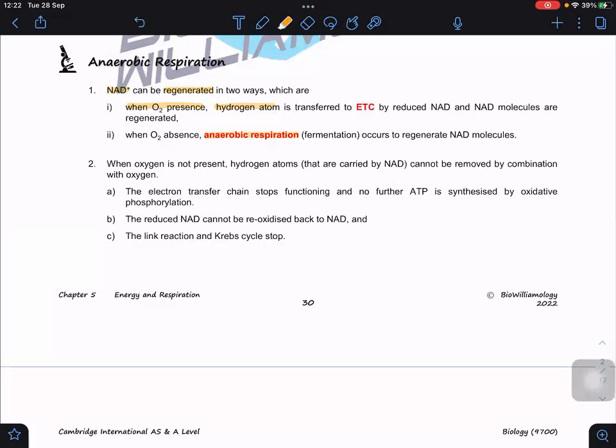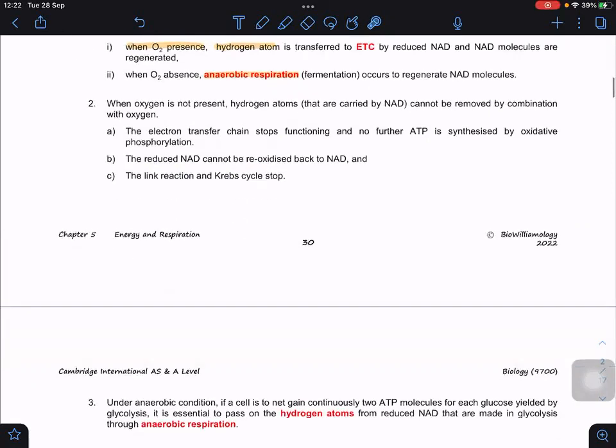Okay, so how do we regenerate it? When oxygen is not present, the hydrogen atoms carried by NAD cannot be removed by combination with oxygen. So it means that the electron transfer chain stops functioning. So no further ATP is synthesized by oxidative phosphorylation. Reduced NAD cannot be reoxidized, and we know that the link reaction and Krebs cycle will stop.